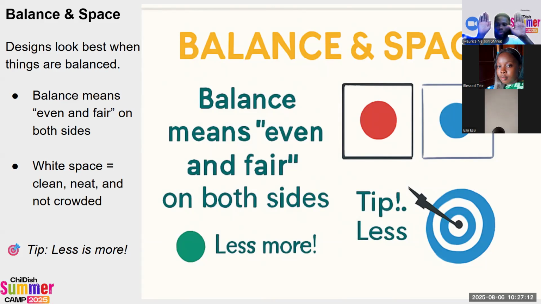So let's not rush ourselves. I'm going to be teaching you how to understand these types of balance, right? So balance makes it even and fair on both sides. If you notice, your right hand and your left hand, they are even and fair on both sides. So here and here, they are very, very beautiful, right? And then what does it do? It also makes it clean, neat, and not crowded, right?